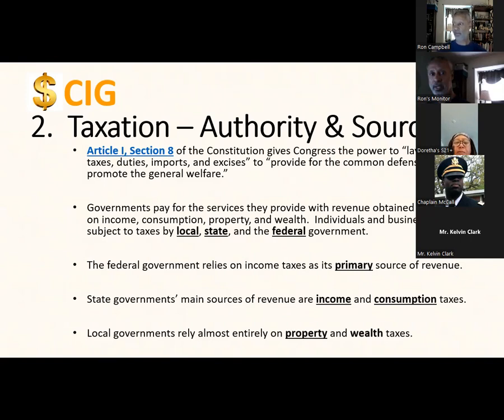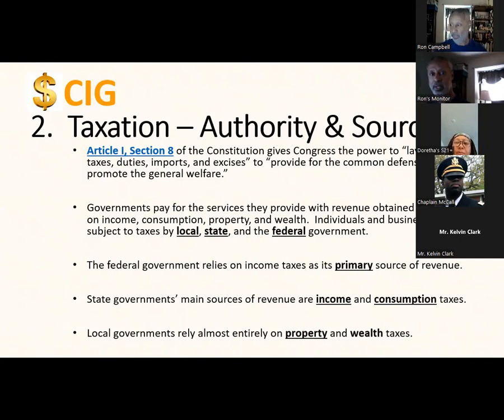Governments pay for the services they provide with revenue obtained through income, consumption, and property taxes. I think Kelvin talked about property taxes earlier. That's a means of how they collect it: authority and the sources. Individual businesses are subject to taxes by the local, state, and the federal government. So normally you get hit by three or more jurisdictions when it comes to income tax.